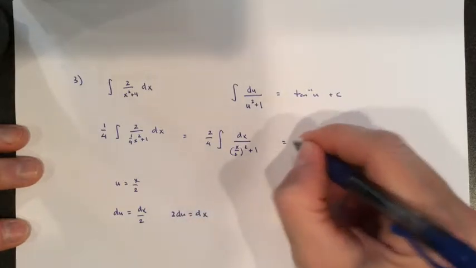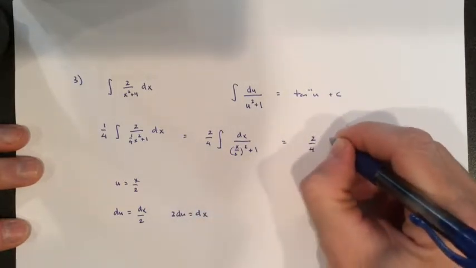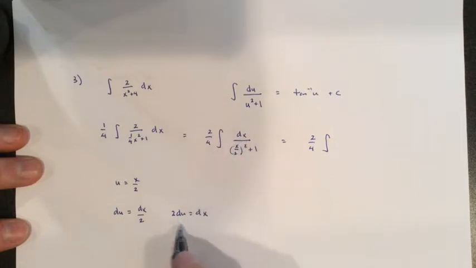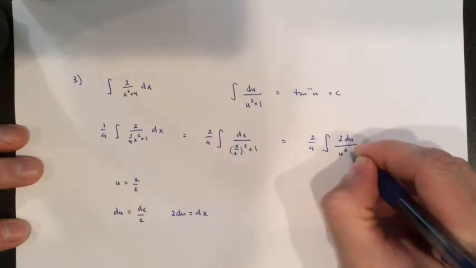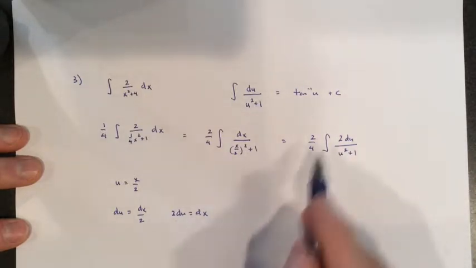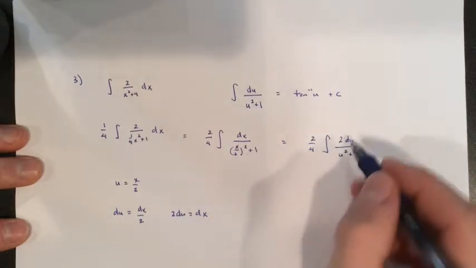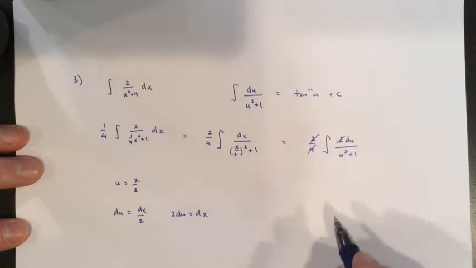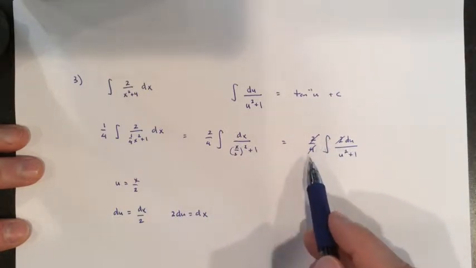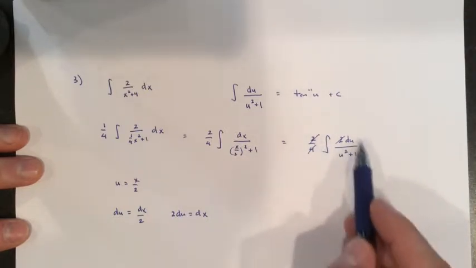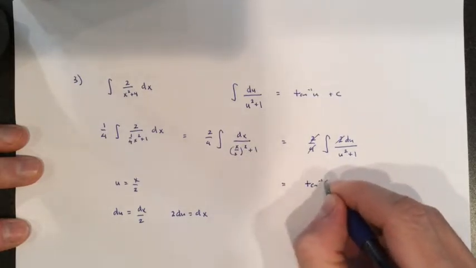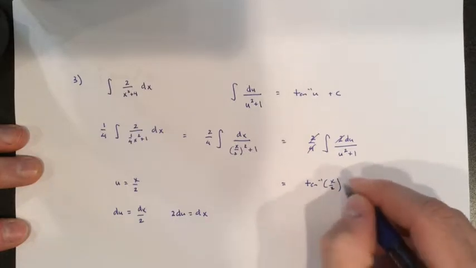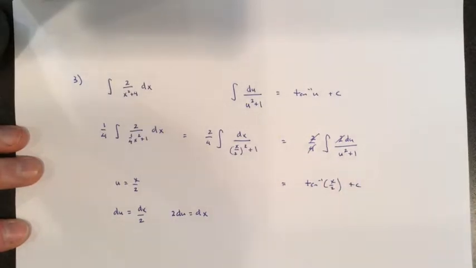And now I can make the full substitution. So 2/4 the integral, and instead of dx, I'm going to write 2 du. So 2 du over u squared plus 1. And in this particular case, we get 2 times 2 over 4. And all of those just cancel. It doesn't matter if it didn't cancel. If this was like 5 over 7, it would just be 5/7. But what we have is the integral we know. And we get inverse tangent of u, but u is x over 2 plus c. Okay, that's the third one.